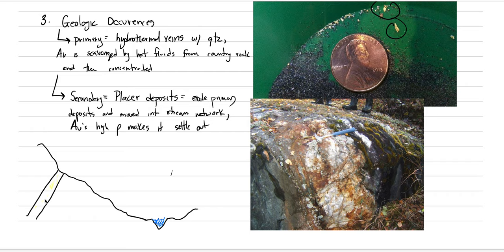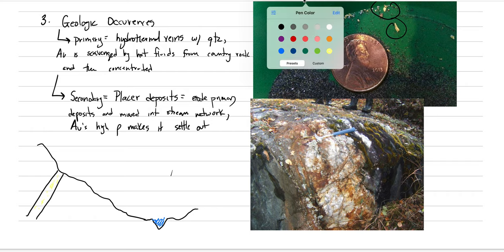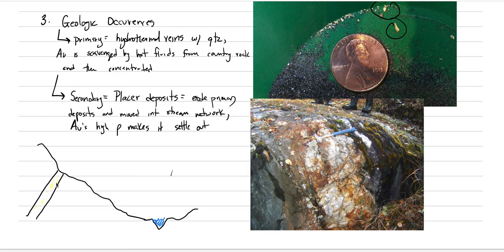Oh, can you see yellow? It doesn't show very good on the screen, but gold should be that color. Let's make it orange to make it a little easier to see. Okay, and so here's one way where this is our primary deposit right here.